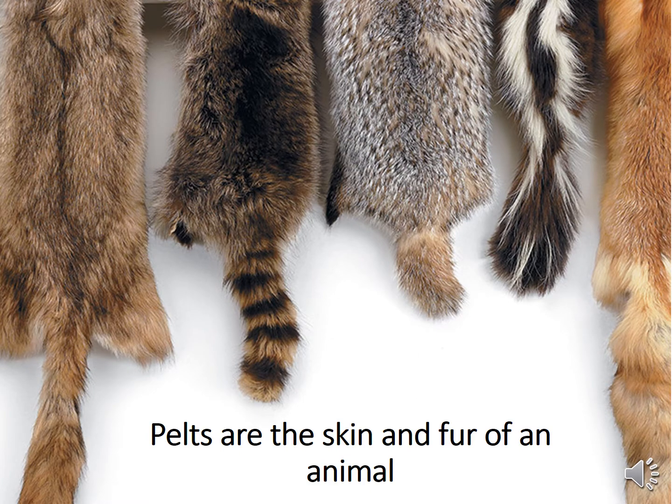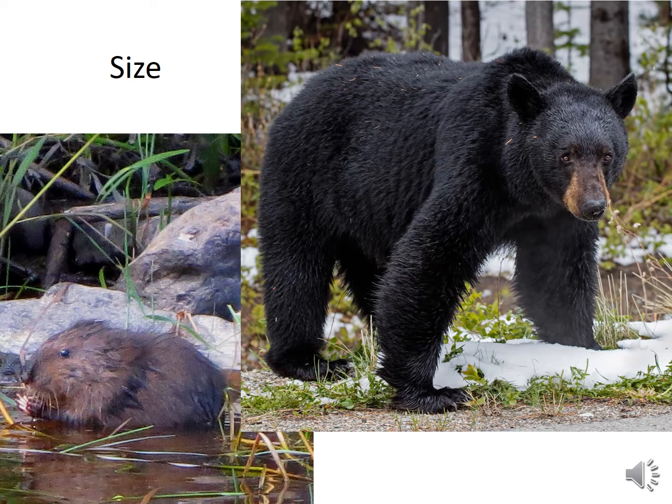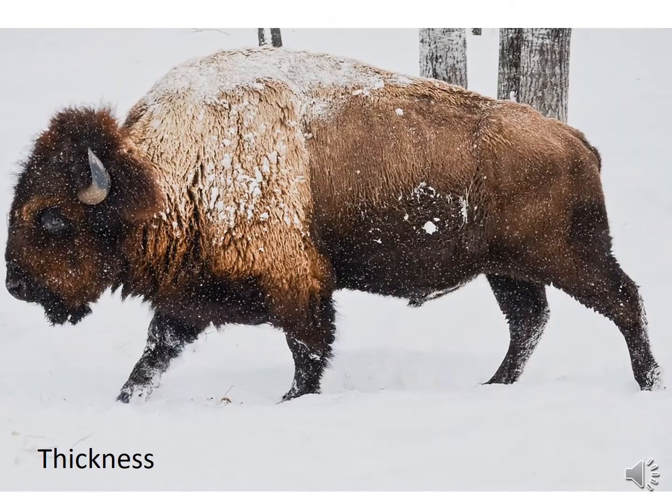Pelts are the skin and fur of an animal. By looking at an animal's pelt, we can see the shape of the animal. Pelts show us how large or small an animal is. The thickness of the fur, such as this buffalo, shows how it has adapted to the cold temperatures of its habitat.